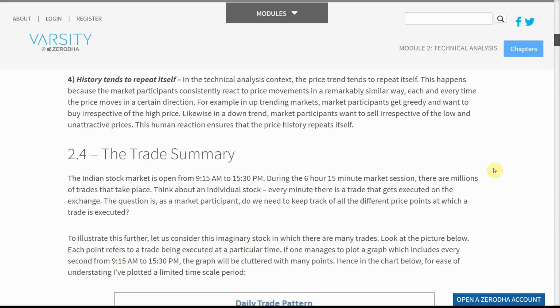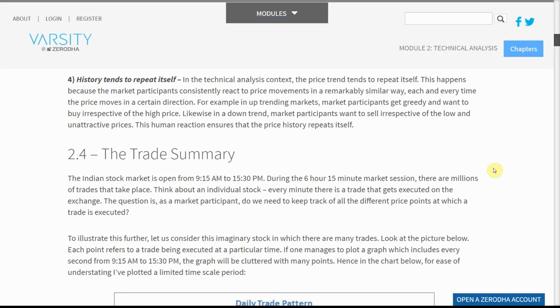2.4 The trade summary. The Indian stock market is open from 9:15 a.m. to 3:30 p.m. During the 6-hour 15-minute market session, there are millions of trades that take place. Think about an individual stock. Every minute there is a trade that gets executed on the exchange. The question is, as a market participant, do we need to keep track of all the different price points at which a trade is executed? To illustrate this further, let us consider this imaginary stock in which there are many trades.